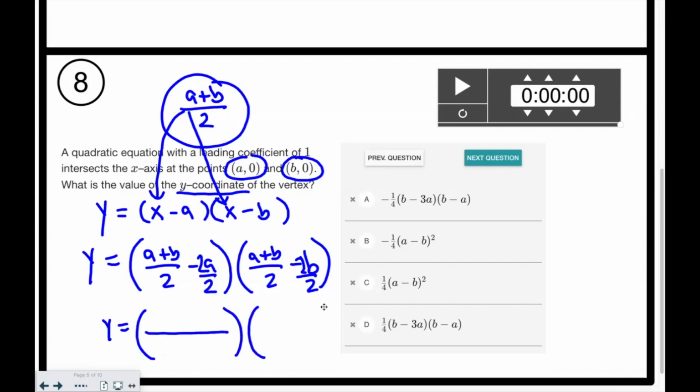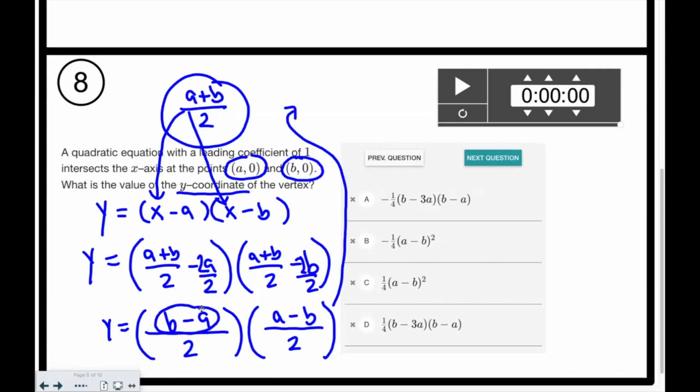I am going to try and skip some steps here because, again, this is just a long problem. So if we remember subtracting fractions, we have a common denominator. This is a plus b minus 2a. Well, that's b minus a. And this is a plus b minus 2b. Well, that's a minus b. And then I'll go up here. Well, this is b minus a and this is a minus b. They're pretty similar to each other.